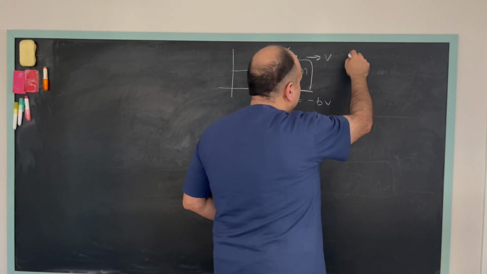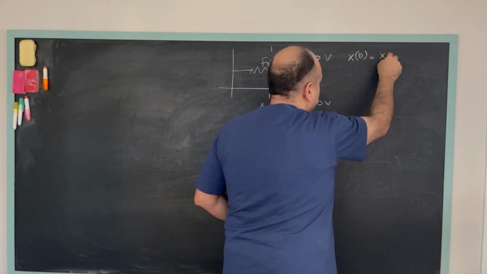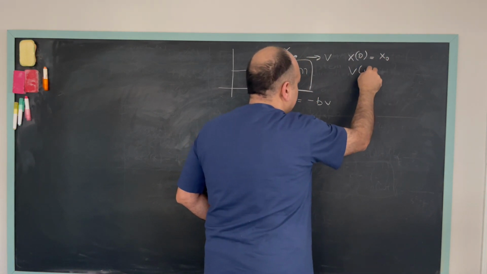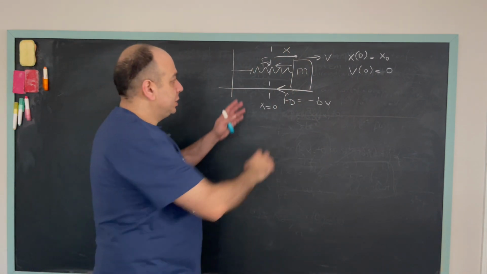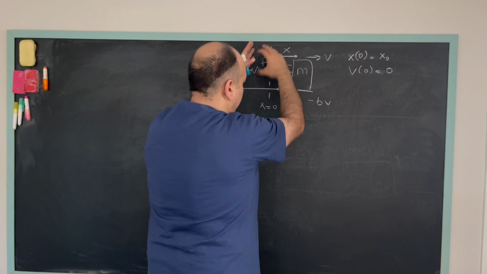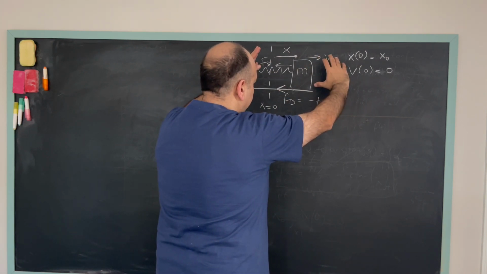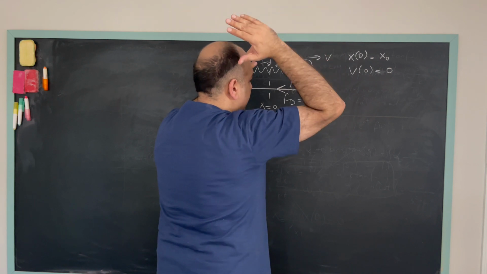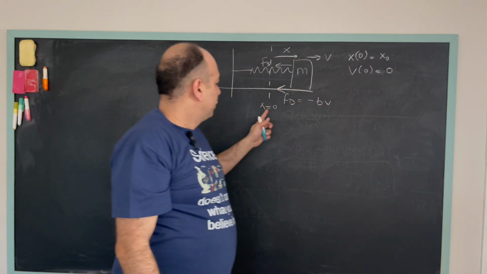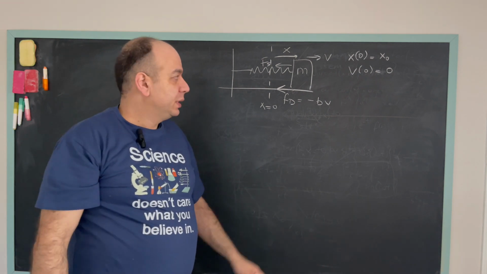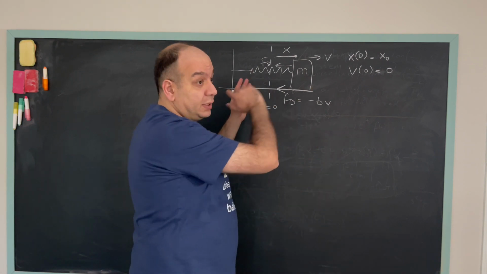So here are the initial conditions. Let's say at t is equal to 0, x is x naught, and the velocity is equal to 0. So what happens is initially I pull the spring to the right, and then I just let the system go. So initially I'm at a distance x naught from the equilibrium point. My initial velocity is 0, the system is at rest, and then I let it go.